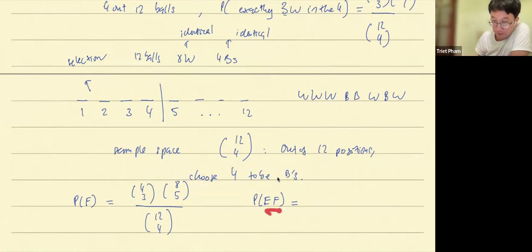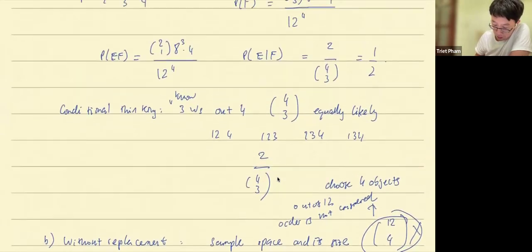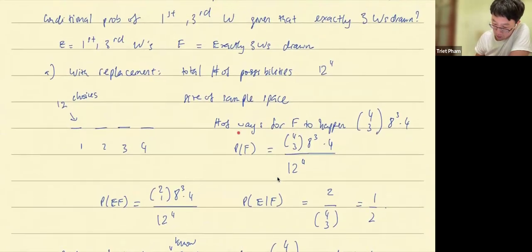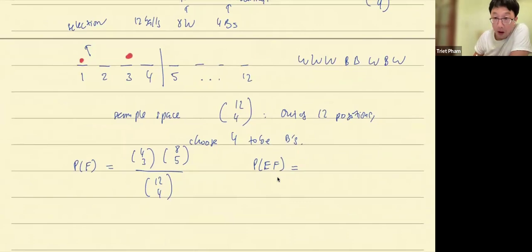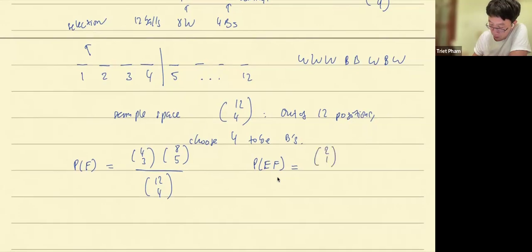So remember, right, E F means you have 3 whites out of 4, but you also know that first and third are whites. So if first and third are white, you don't have to decide their color anymore, right? So there is only one of the 2 left to decide. So that's 2 choose 1. And then the remaining 8, you still have to choose 5 to be whites, by 12 choose 4.